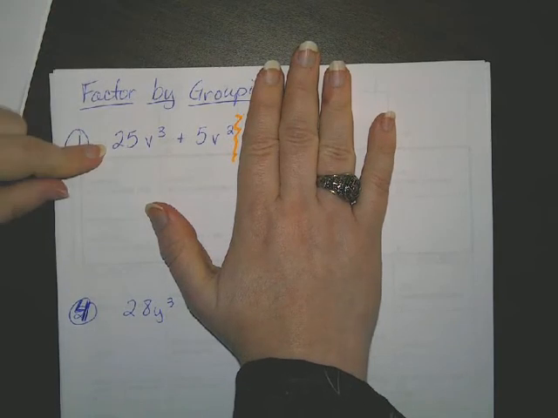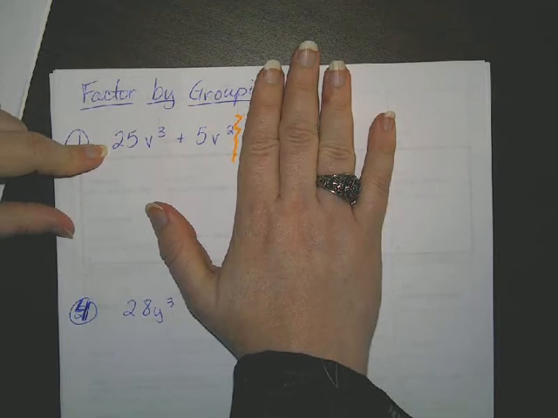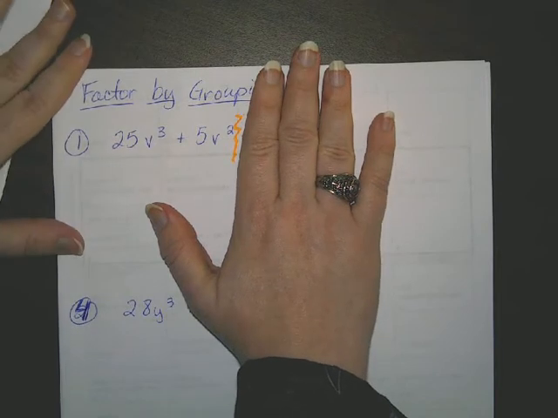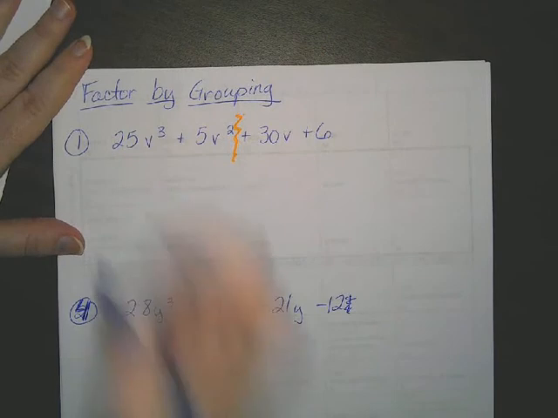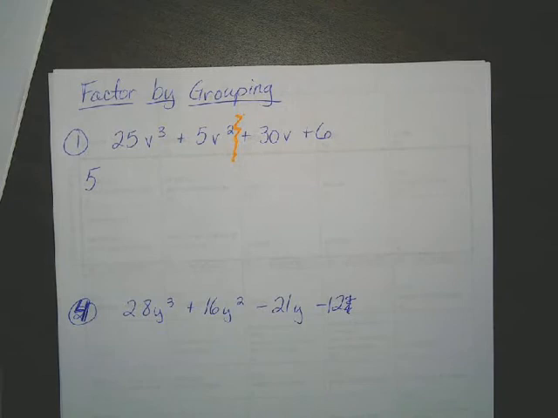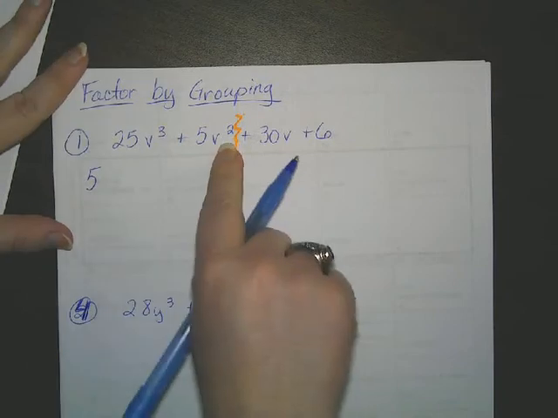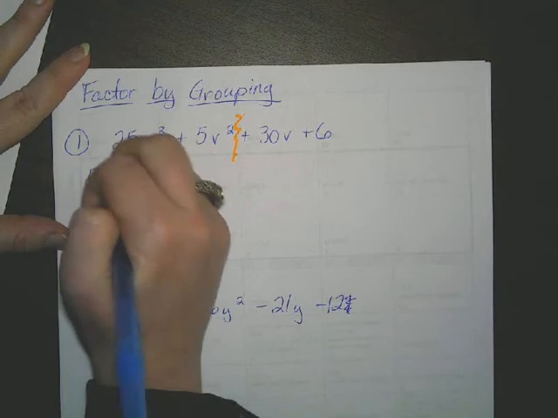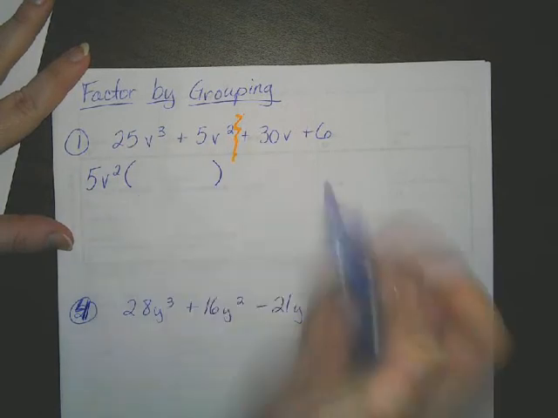What is the greatest common factor on the first half? Well, 5 and 25, I can pull a 5 out of both of those. So that's what I'm going to do. I'm going to pull out a 5. Now let's look at the v's. I have v cubed and v squared. What can we pull out of both of those? V squared.